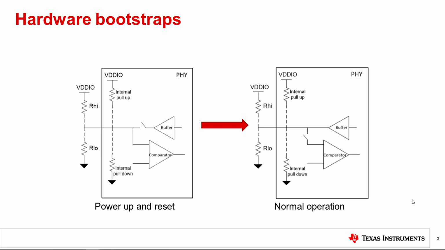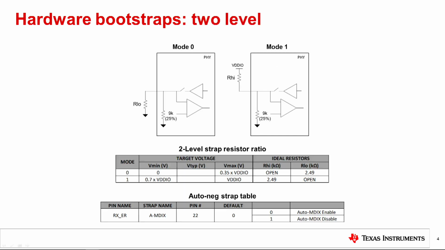Once the device has been successfully powered up and the strap has been set, the switch to the comparator opens, the switch to the buffer closes, and the GPIO behaves as an output. In TI Ethernet PHYs, strap settings can be overwritten through register writes, but upon hardware reset, the PHY will default back to the strap settings.